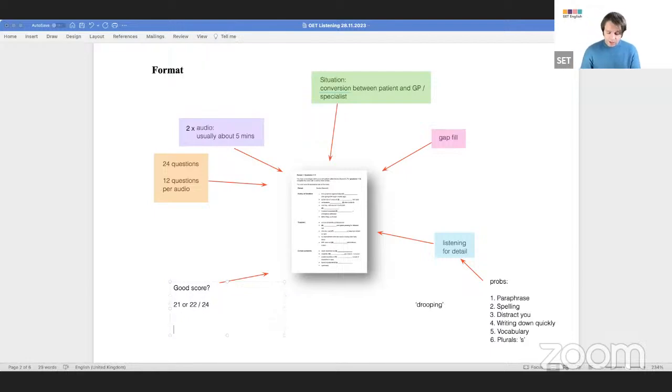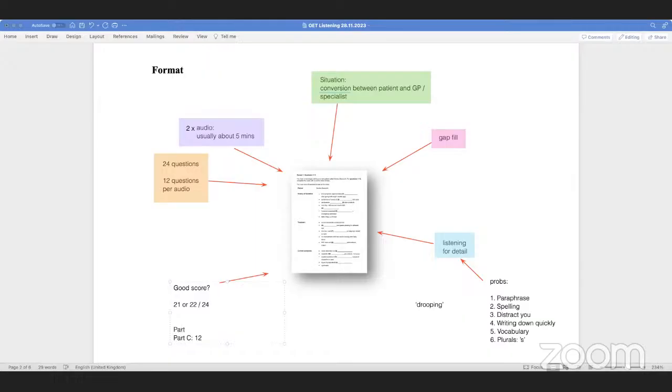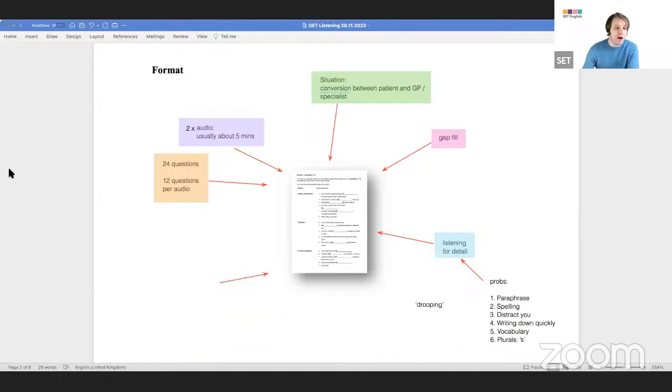We know that in part C, how many questions are there? 12. How many in part B? 6 as usual. So you can get a lot of marks in this test. All right. So it's important to get 22 here. It's almost half your grade. Very, very important. And today we're going to practice it, but I'll also talk about techniques now.